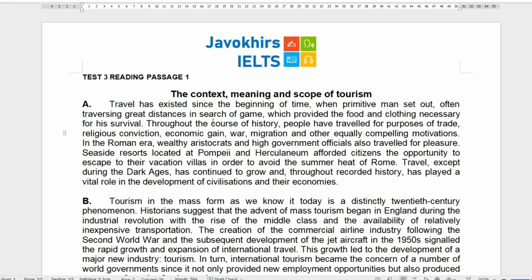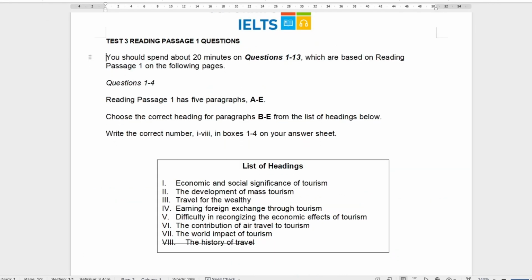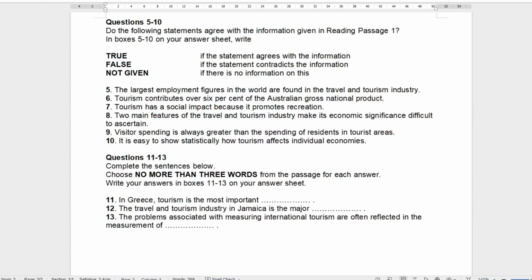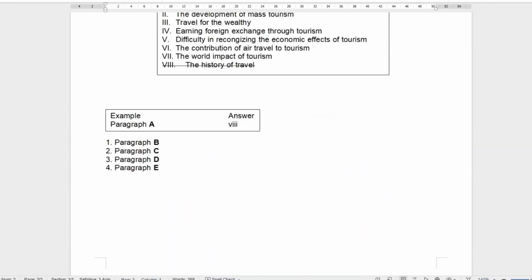So test number 3 is about the context, meaning, and scope of tourism. I think, but basically it's about tourism. As always, we have this fantastic list of headings, followed by some true, false, not given and some notes completion, or sentence completion. It doesn't really matter, but let's get started.